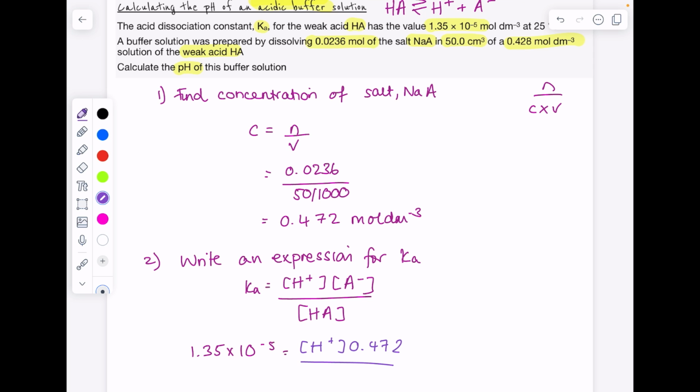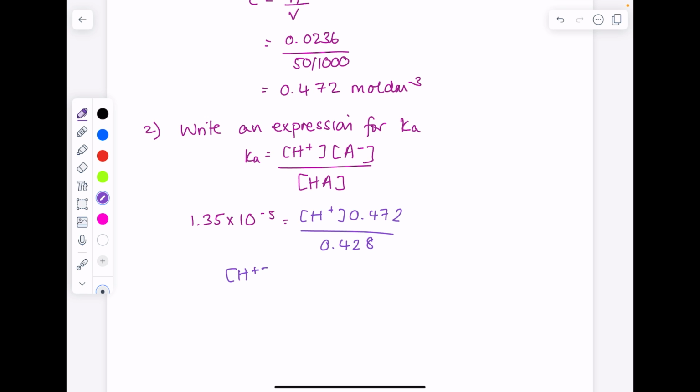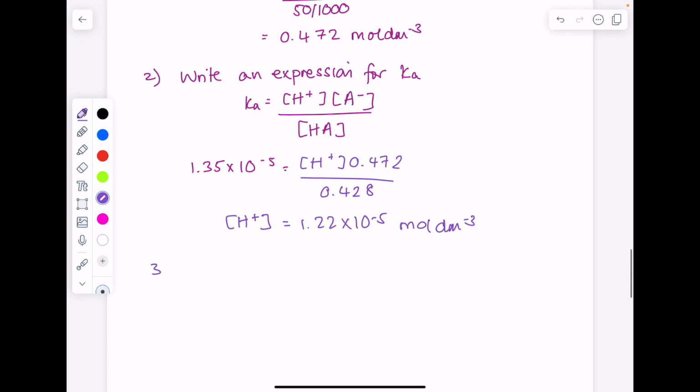Concentration of acid we were given in the question. So our concentration of H+ ions equals 1.22 × 10⁻⁵. So finally we can find pH. So our final pH is 4.91.